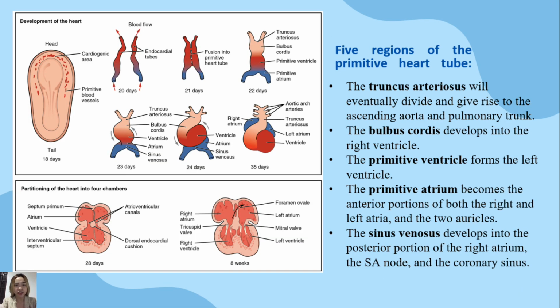Truncus arteriosus will eventually divide and give rise to the ascending aorta and pulmonary trunk. Bulbus cordis develops into the right ventricle. The primitive ventricle forms the left ventricle. The primitive atrium becomes the anterior portions of both the right and left atria and the 2 auricles. The sinus venosus develops into the posterior portion of the right atrium, the SA node, and the coronary sinus.